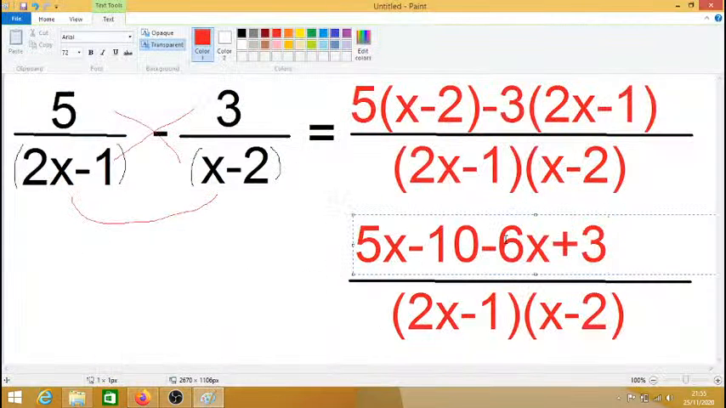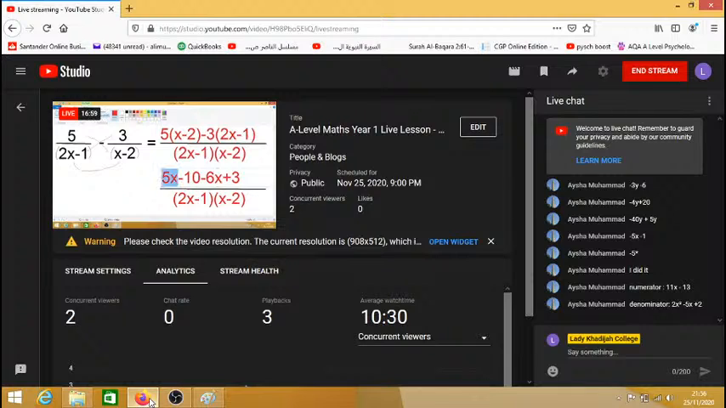11x minus 13 from Aisha. Well, let's take a look. The minus 3 times the 2x, that's a minus 6x. The beginning was a positive 5x. So just think again, it's not 11x. It's going to be different to 11x. Have another go. 5x, take away the 6x. Have another go.